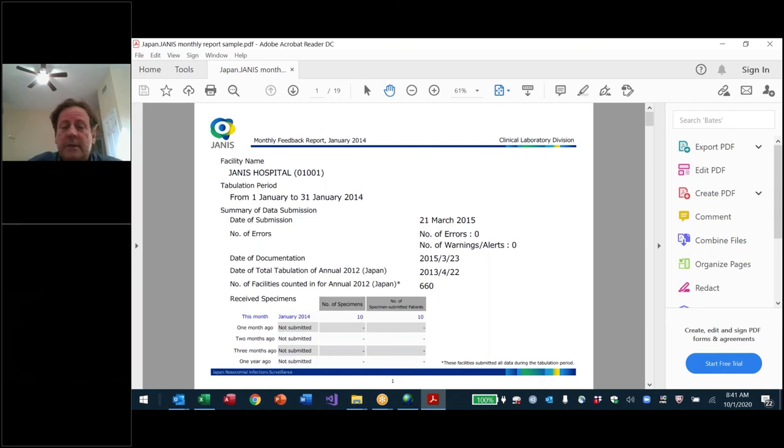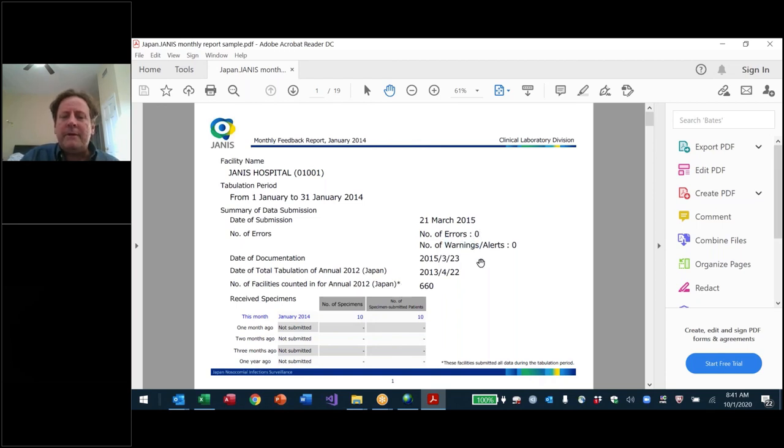Good. So this is the Japan one. This program goes back 20 years, and this is their monthly feedback report. It's partially an epidemiology report, partially a feedback report. And what you see here is not real data. It's 10 isolates. These are not real data, so just ignore that. It's a real report for non-real data.